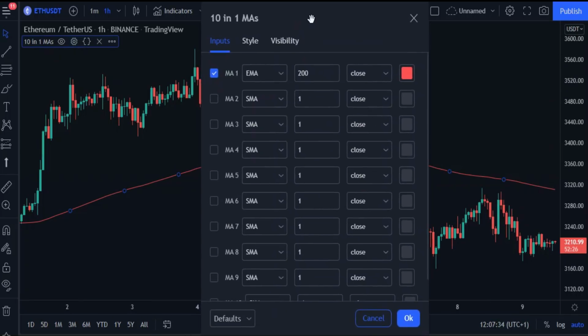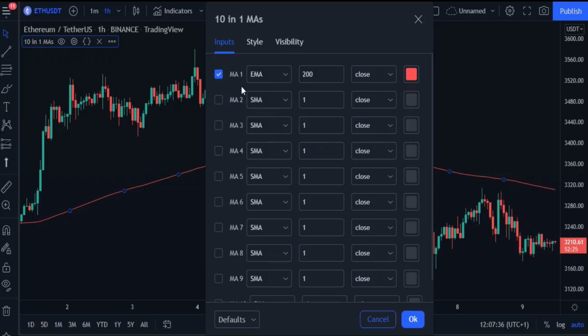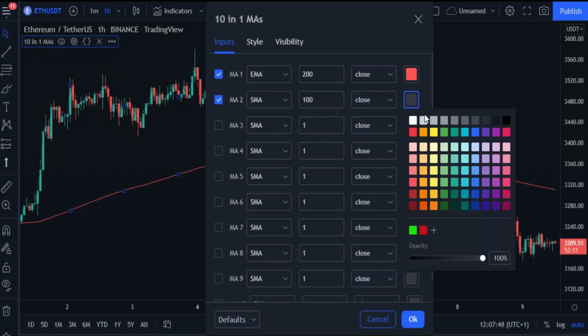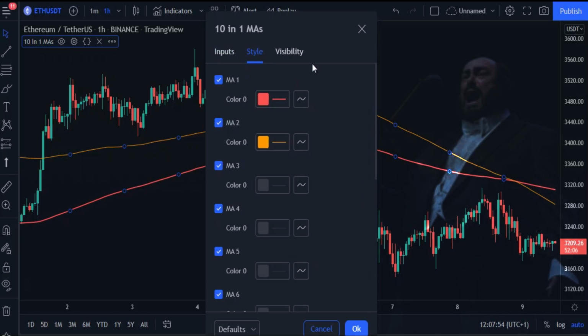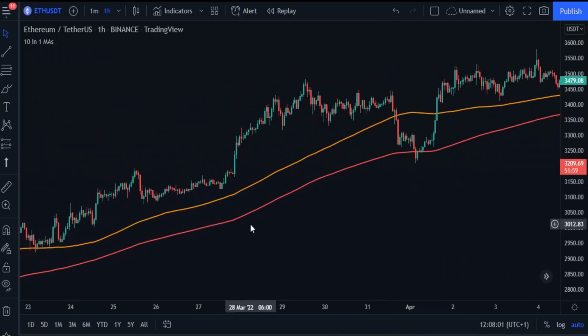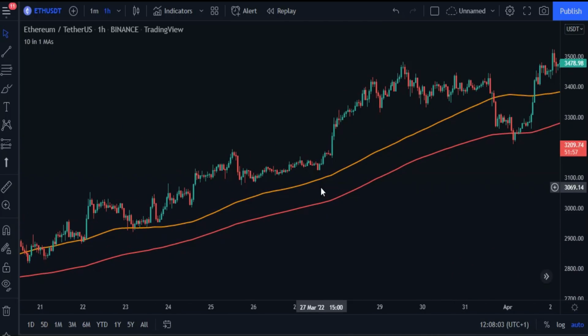This indicator is very useful. It contains most types of the moving averages, as you can set the value you want and the colors you want. It is really useful especially for free accounts. But now let's pick the EMA 200 and the SMA 100. Also, let's choose attractive colors so that we harmonize as we trade. And that was it for the first indicator.